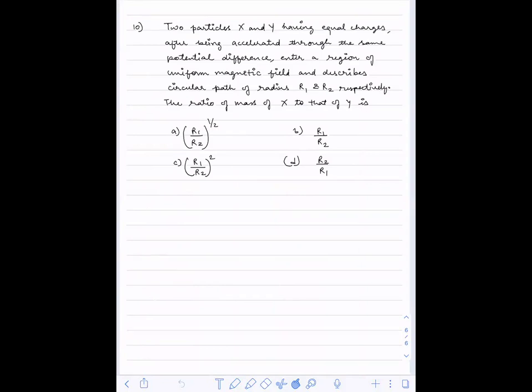Magnetic field due to a current carrying wire. Oh, sorry, magnetic force due to a current carrying wire. So 10 questions from moving charges and magnetism, 10 questions from current electricity. But first try to complete this chapter first, moving charges and magnetism. Thank you.